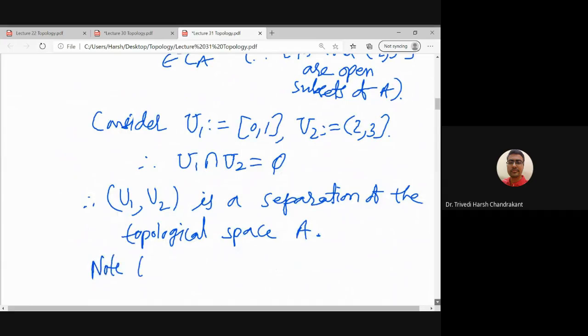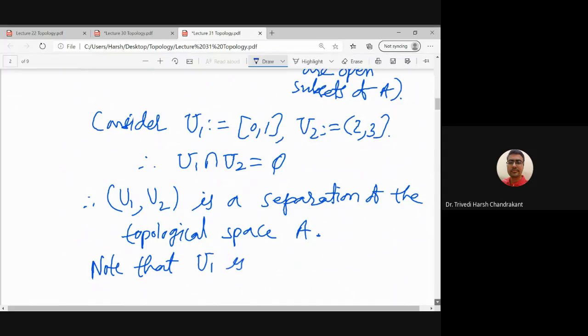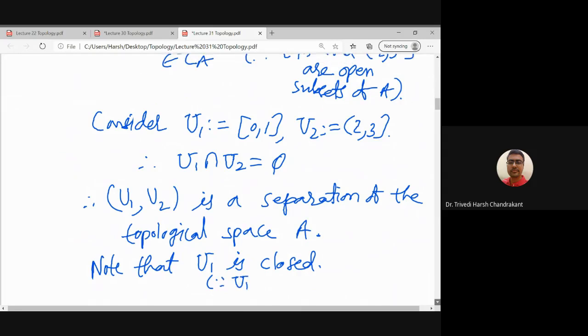Note that u1 is closed. Why? Because u1 complement, what is u1 complement? Our topological space here is A. So u1 complement is A minus u1, and A is the union of u1 and u2, from which we remove u1, then we'll get u2. So u1 complement is u2, and we know that u2 is open. So since u1 complement is open, u1 is a closed set, because the complement of every open set is a closed set.